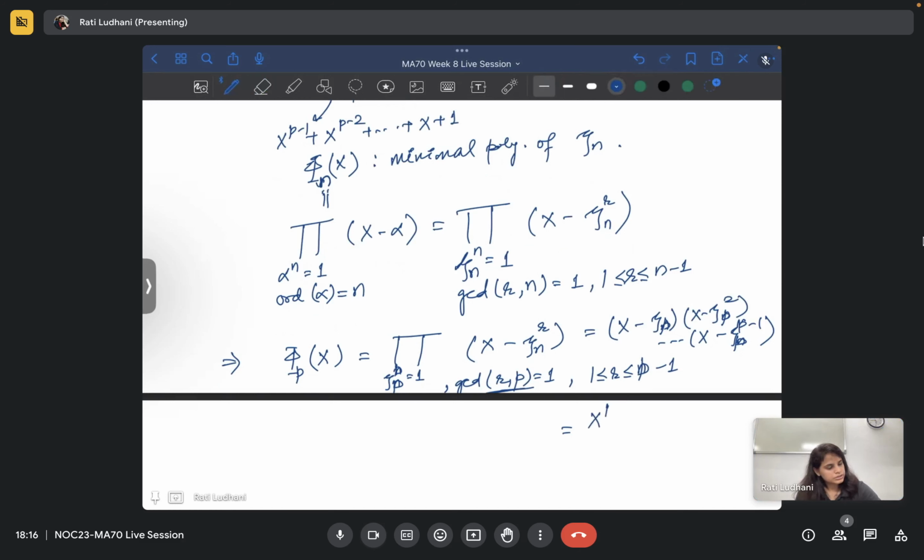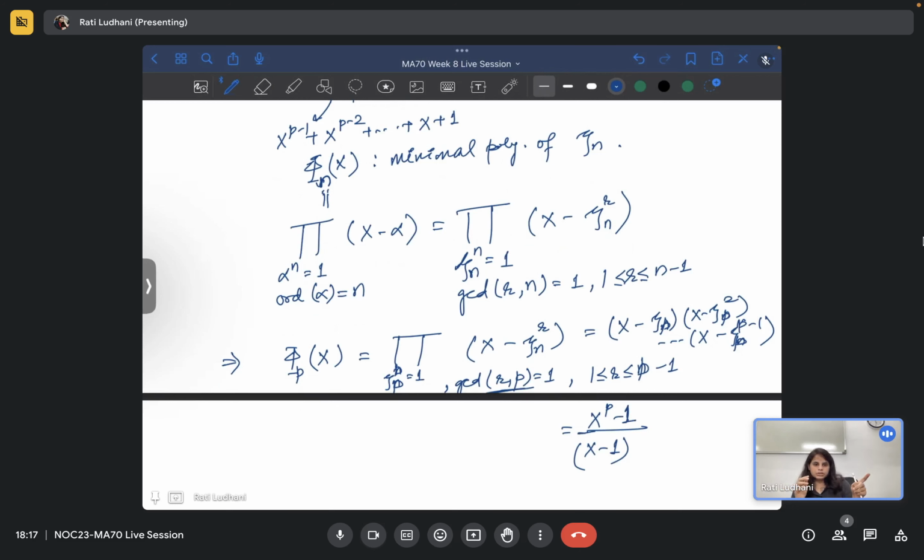So actually this is all the roots of p, so that is x raised to power p minus 1, divided by x minus 1, because 1 is also a root, but it will not appear in phi p. So x raised to power p minus 1 can be factored in linear factors using all the roots of unity. So we have all the factors.